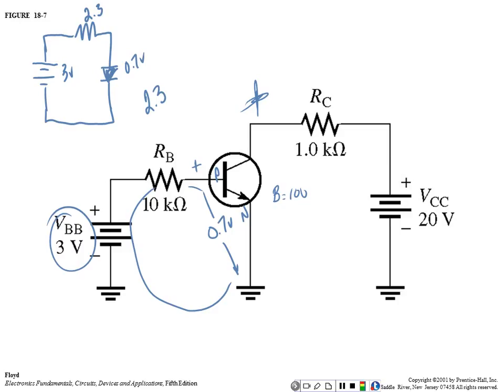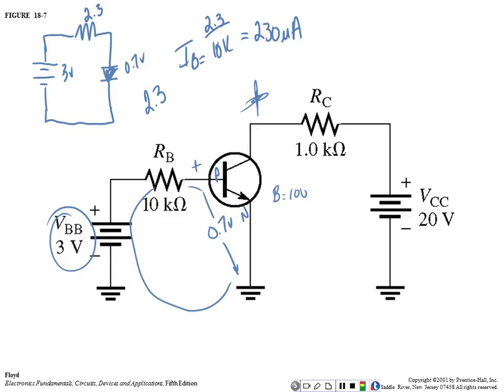Do you all understand that? So IB is going to be equal to 2.3 volts divided by 10 k ohms. So what's IB going to be equal to? And that's IB. How do I know it's IB? You say, wait a minute, Rich, that's not IB, that's IRB. But IRB and IB are the same. Why? Because it's a series circuit, right? Okay.